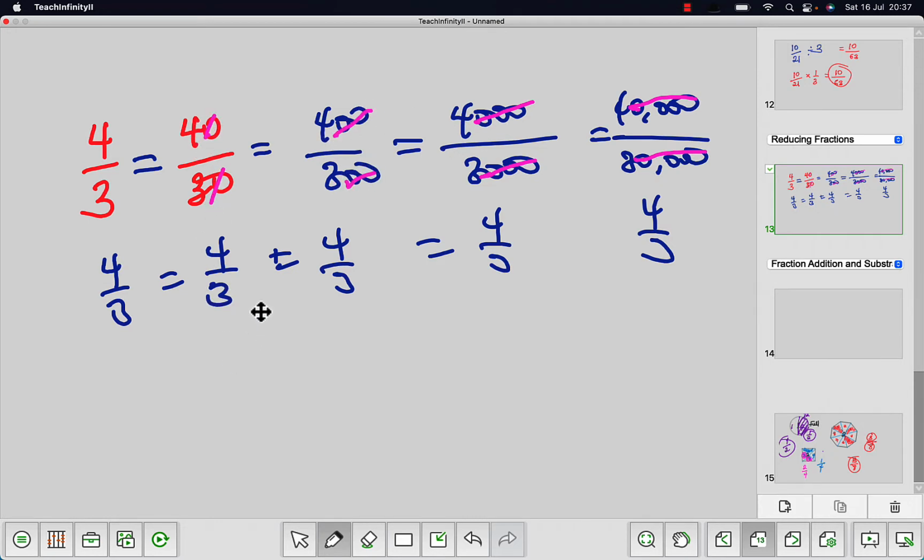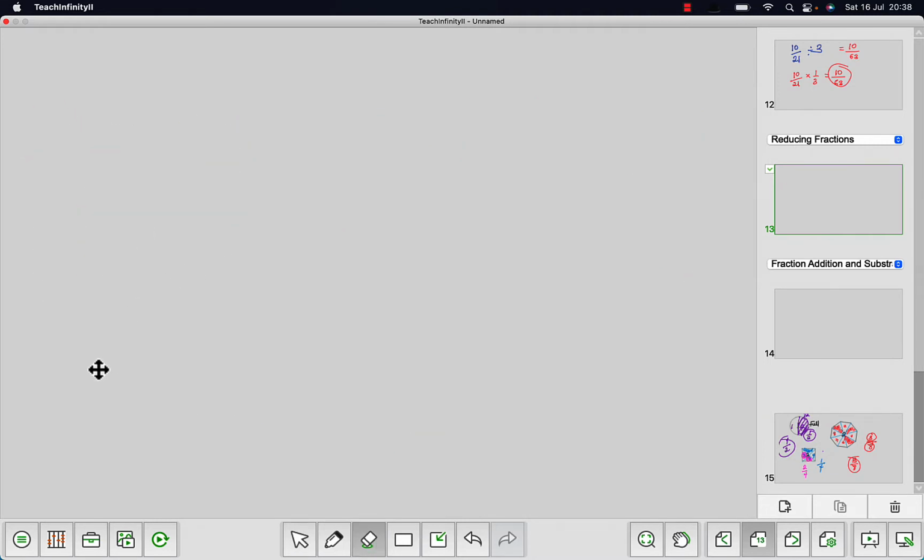That's what we talk about when we talk about reducing fractions. But let's look at the simplest way of reducing fractions. There are a couple of ways you can do that. But before we do reducing fractions, one of the things that is important is to talk about prime numbers.